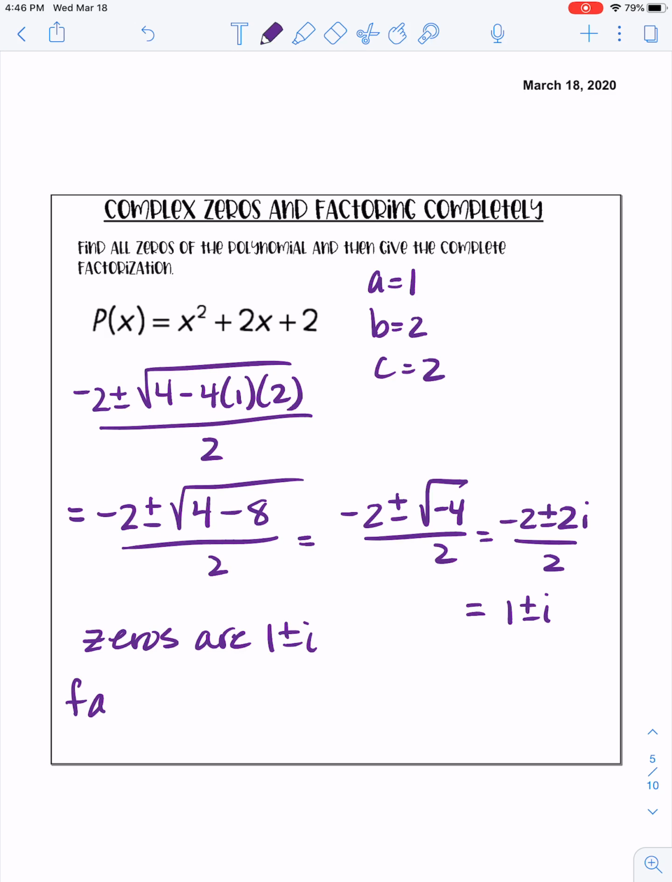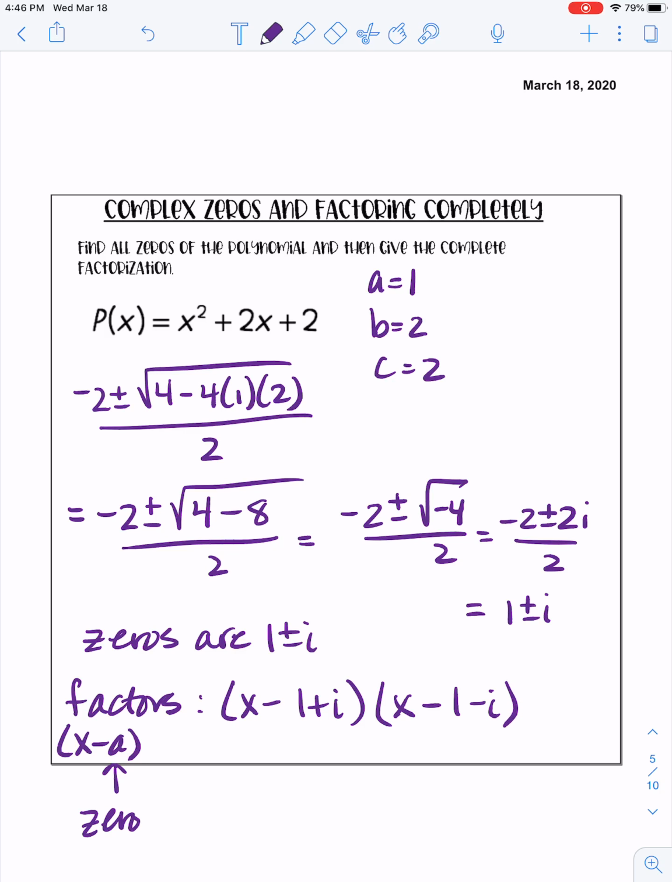But my factors, because remember, factors have to be written in the form x minus a, where a is a zero, right? So my zeros are 1 plus i, so I have to do x minus (1 plus i). And then my other one is x minus (1 minus i). If you think about it, you're really subtracting, so this is just going to become x minus 1 minus i, and this is going to become x minus 1 plus i, which are just the opposites of what I had before. So these are my factors, okay?